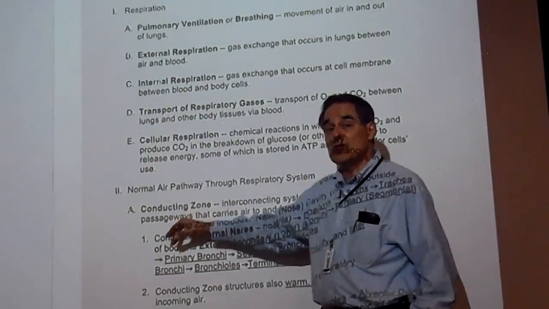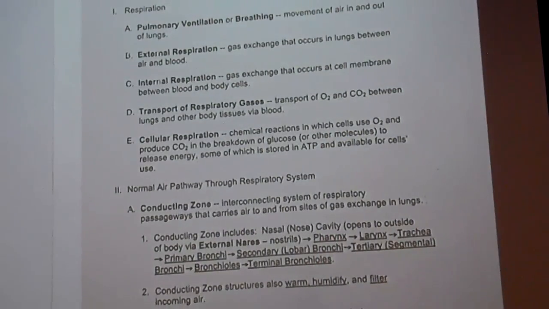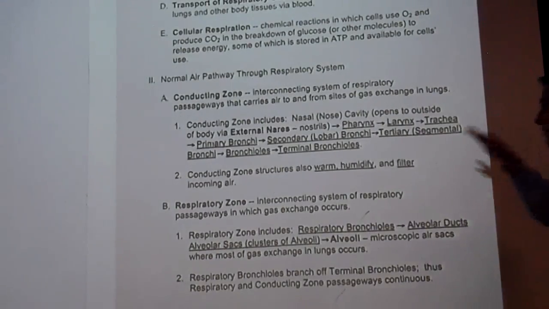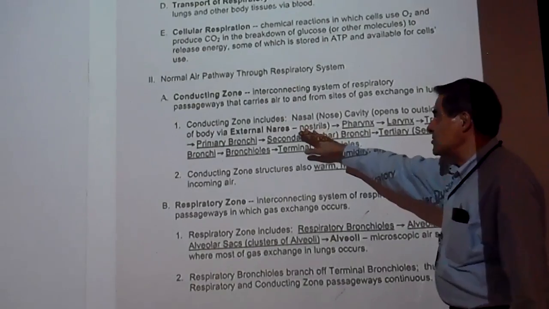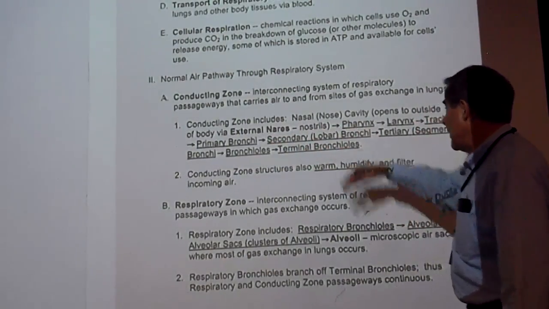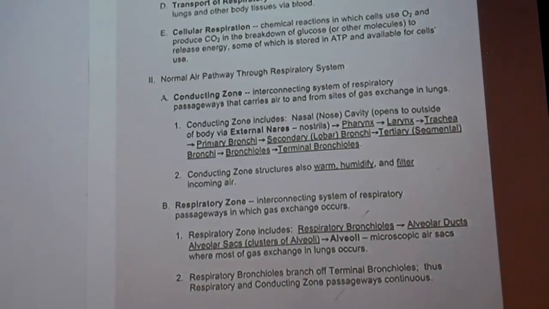Remember, it consists of two zones, the conducting zone and the respiratory zone. The conducting zone conducts air to and from the respiratory zone. And of course, you should know the components. Now, the breathing air going in here, air usually comes in through the external areas, which are nostrils, in the nasal cavity, from there goes to the pharynx, and you should know the parts of the pharynx. What's the first part, just posterior to the nasal cavity? Nasopharynx.